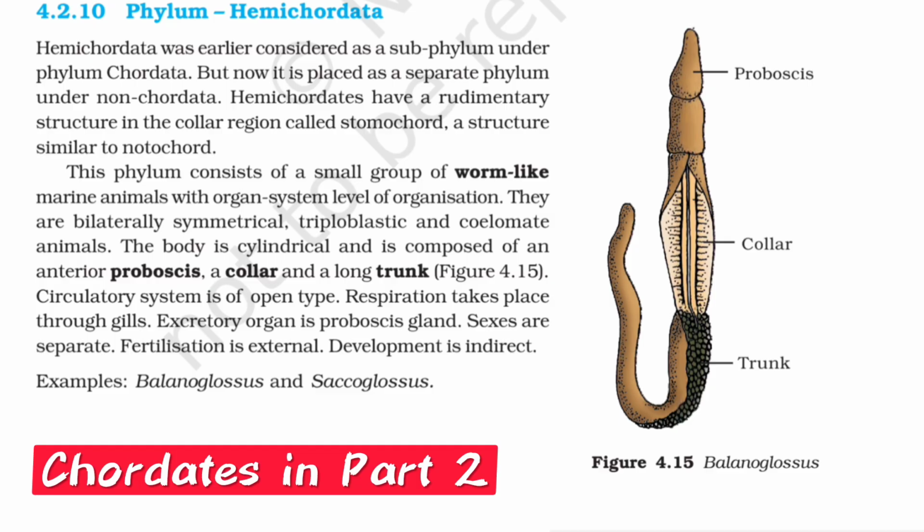Circulatory system is of open type. Respiration takes place through gills. Excretory organ is proboscis gland. Sexes are separate. Fertilization is external and development is indirect. Examples of this phylum Hemichordata are Balanoglossus and Saccoglossus.